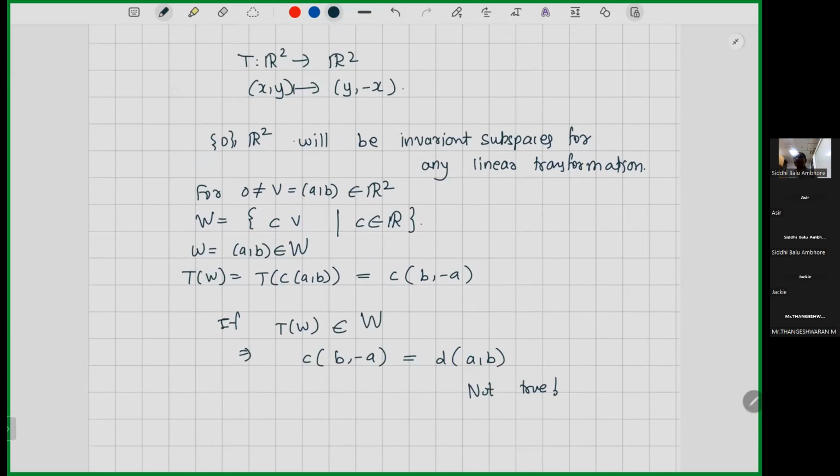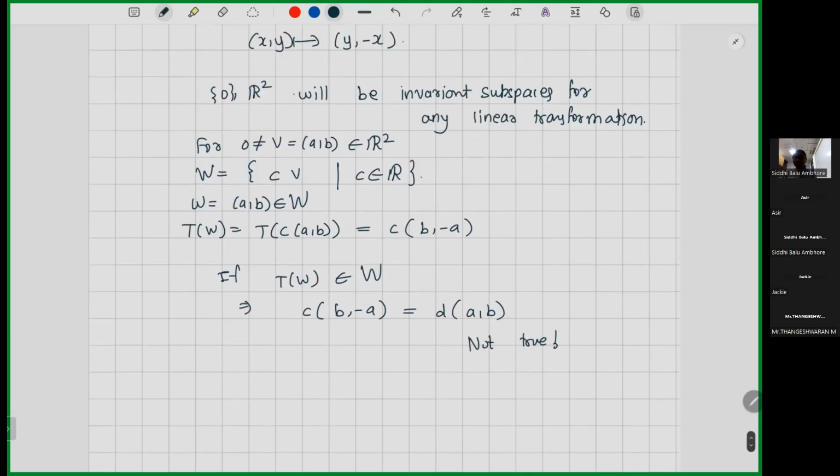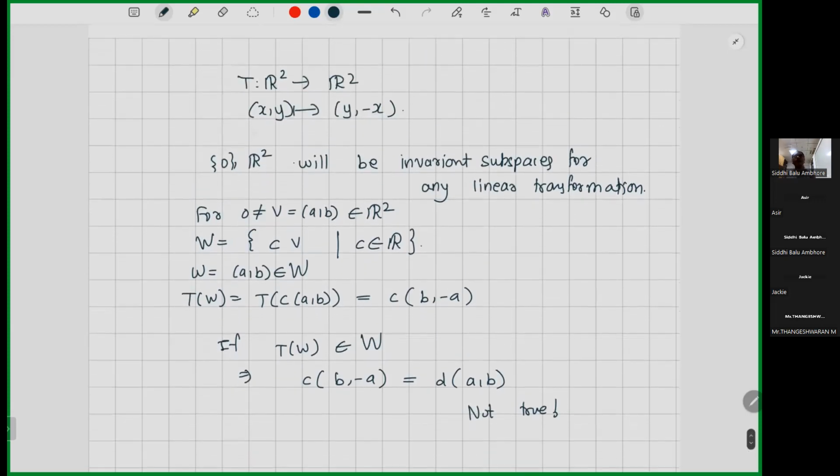Any non-trivial subspace, that is, one-dimensional subspaces in R2, can never be invariant under this linear transformation. Is this okay? The example was asked by someone in the last lecture. The question was, can we have a linear transformation such that the only invariant subspaces are 0 or the whole space?